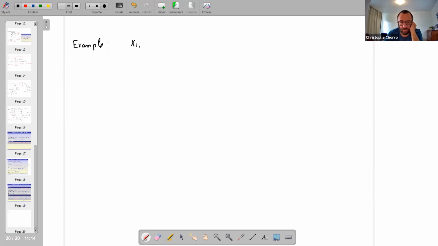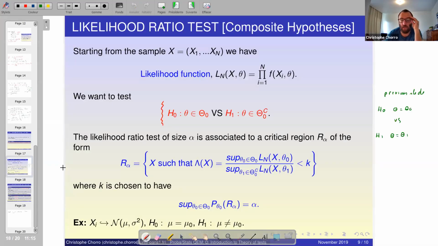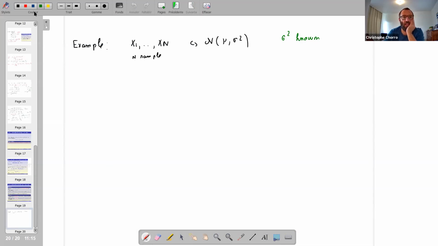So I am in the case where I have a sample of n from the normal distribution N(mu, sigma squared). Once again, we are going to consider that sigma squared is fixed, or known. For example, sigma squared can be equal to 1. In my example I take a general sigma squared, but it is known.